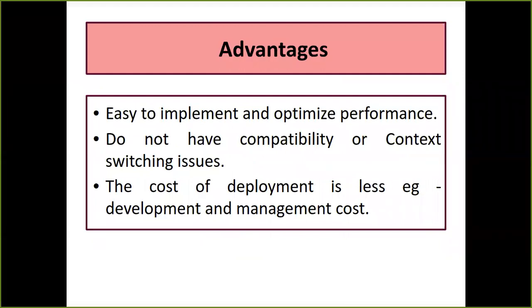Quickly we'll just see the advantages and the disadvantages. Now what is the advantage of your one tier architecture? It is very easy to implement and has an optimized performance. You do not have any compatibility issue, because whatever application you are going to download for your mobile phones or for your desktop, before downloading, we only have to check whether it is compatible to our machine or system or not.